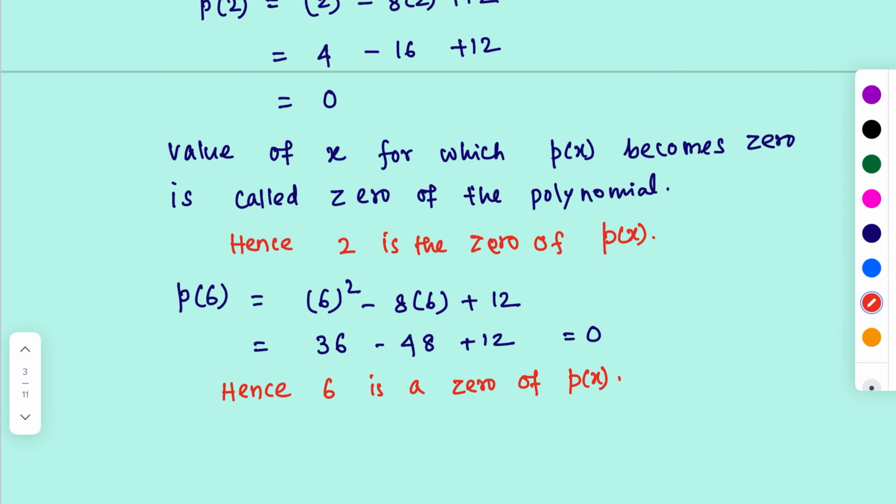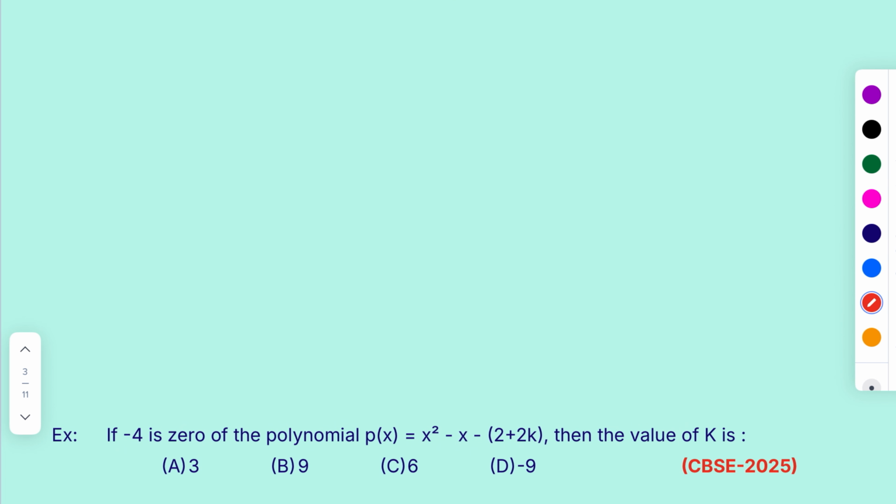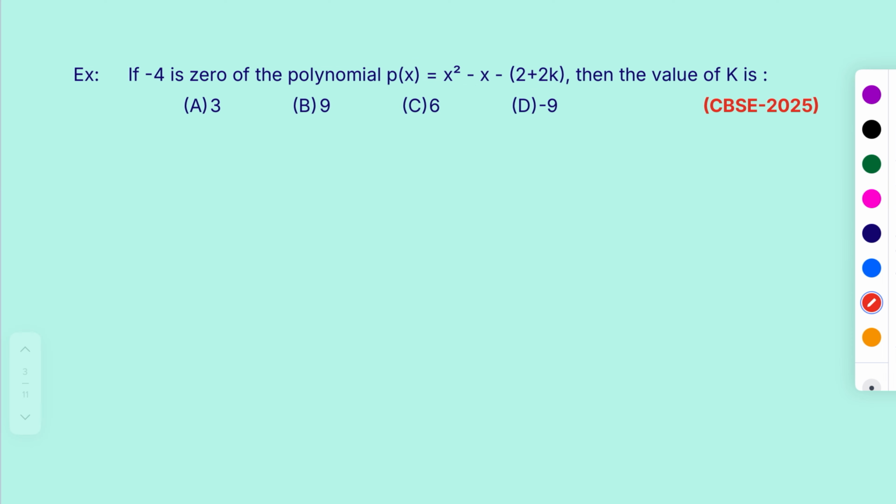That means to find out the zeros of the polynomial, we have to put p of x is equal to 0. How we will solve it, that we will discuss in the next slide. Now here check this question.